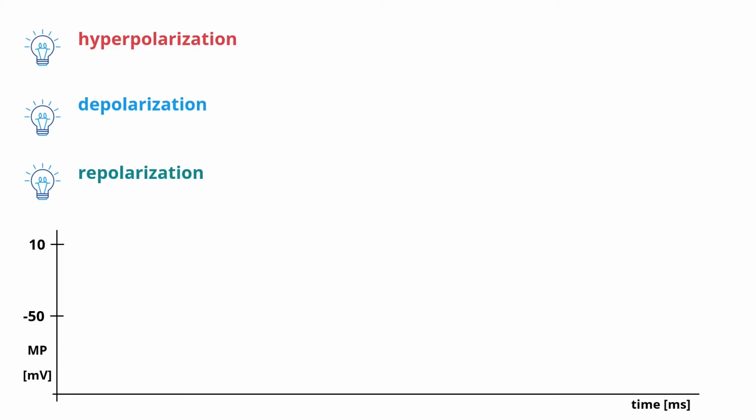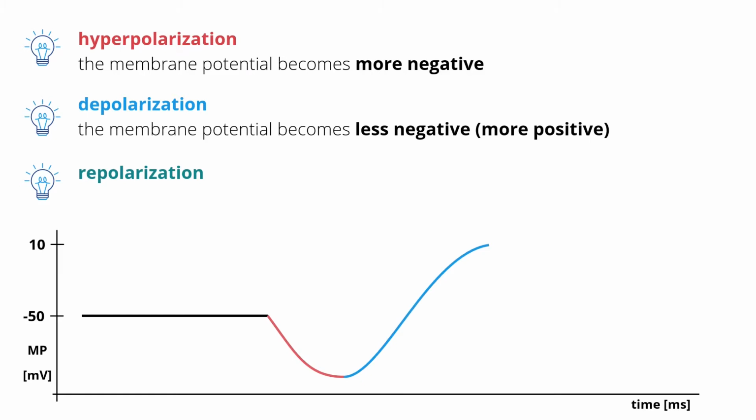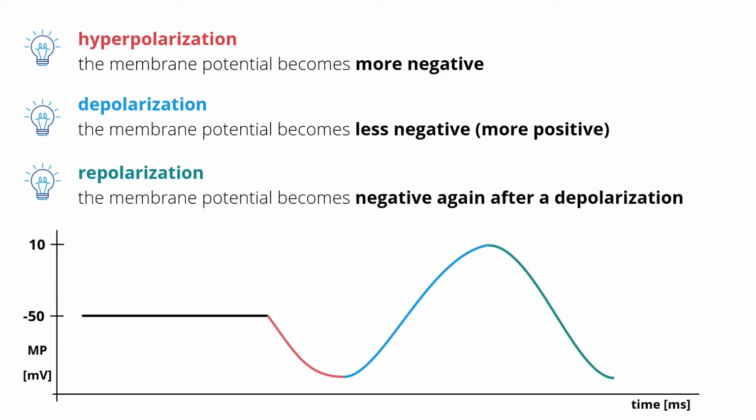Imagine that our cell has a negative membrane potential, let's say minus 50 millivolts. Now, let's say that there's a change in the ions and the membrane potential becomes even more negative. This is called hyperpolarization. If it's the other way around and the membrane potential becomes more positive, then it's called depolarization. And finally, repolarization is when the membrane potential becomes negative again after a depolarization. And then hypothetically, if the membrane potential became more positive, that would be depolarization again, right?